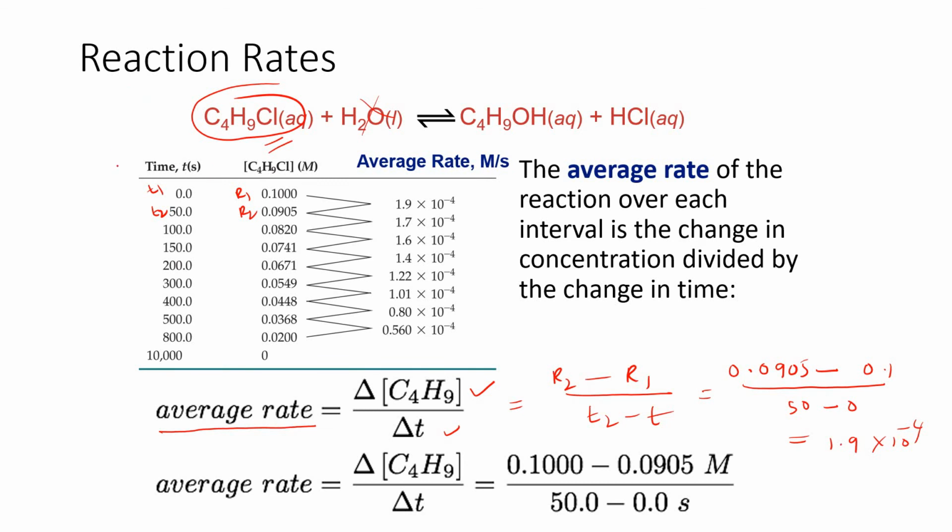Otherwise, if I take this one as T1, this one becomes R1 and this becomes R2. Now in that case, R2 will be taken as 0.0741 minus R1 will be 0.0820 divided by. Now T2 will be how much here? 150. And T1 will be 100. Now after substituting everything, the answer for this particular point will be 1.6 into 10 to the power of minus 4 like this. So this we are going to get here. In this way, simply we can calculate the average rate.